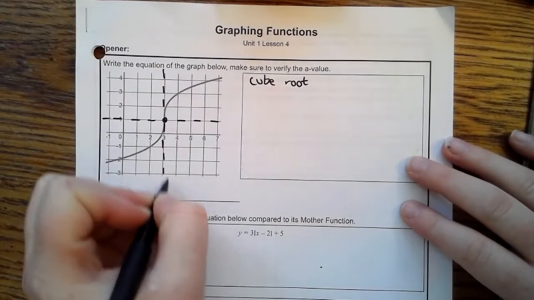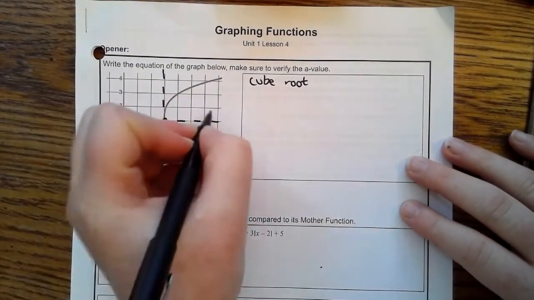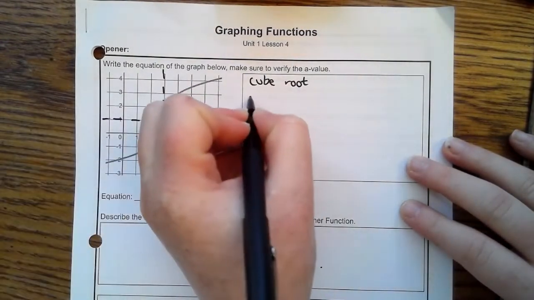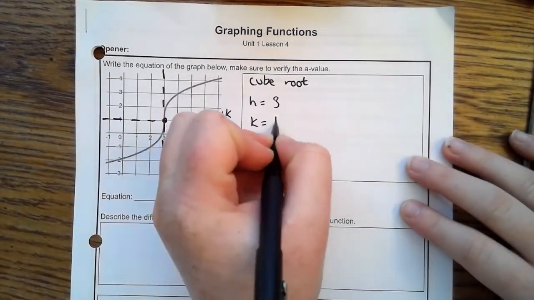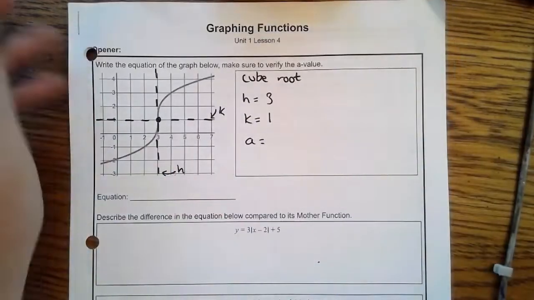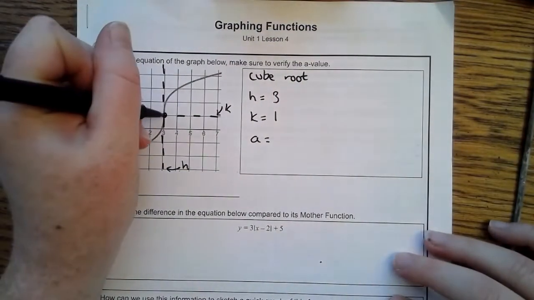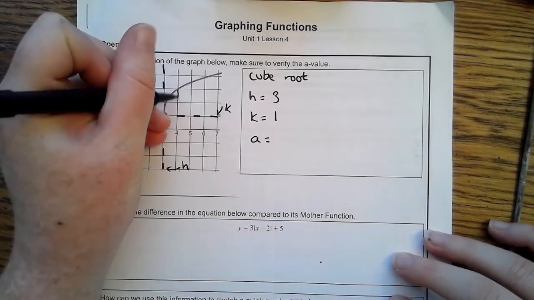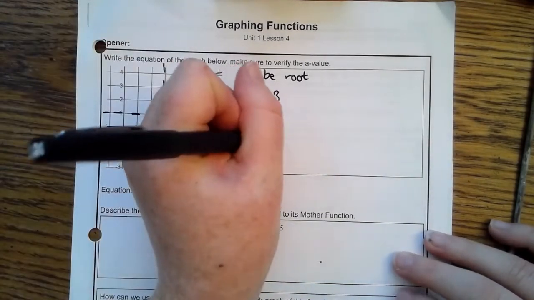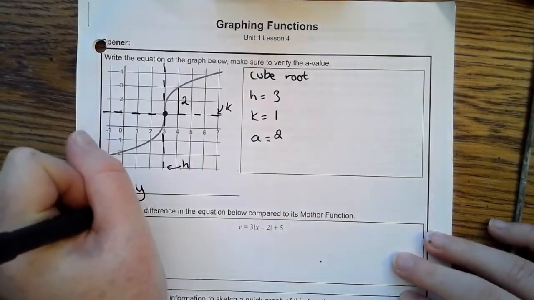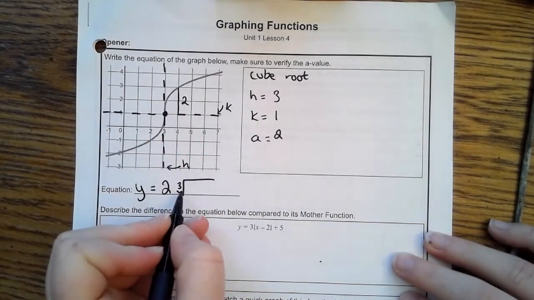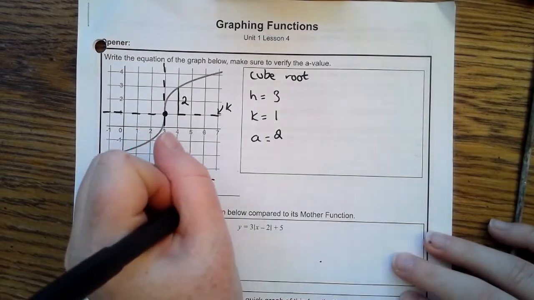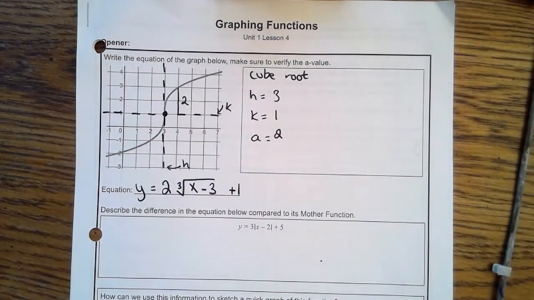My h is always going to be this number, and my k is always going to be this number. So my h is 3, my k is 1. For my a value, I go from the center to the right, and I see how far up I go, which is 2, so a is 2. So my equation is y equals 2 times the cube root, make sure you have that little 3 there, of x minus 3, plus 1. Use your equations worksheet. That'll be super helpful.